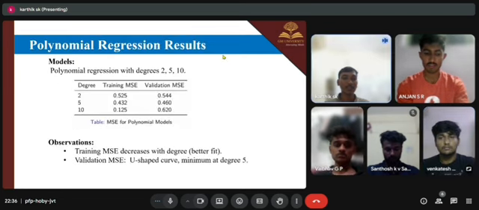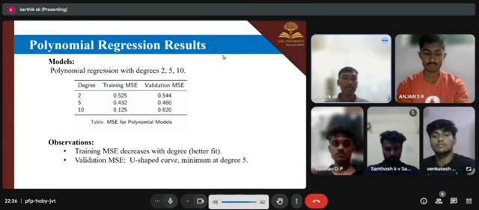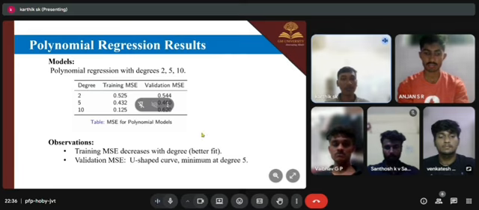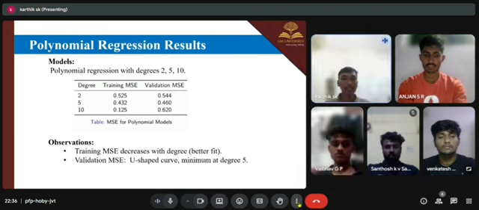Next is the polynomial regression result, where polynomial regression models with degrees 2, 5, and 10 are used. For degree 2, the training MSE is 0.525 and the validation MSE is 0.544. Likewise, for degree 5, 0.432 and 0.460. For degree 10, it is 0.125 and 0.620. These are the training and validation values for degrees 2, 5, and 10, where we trained a polynomial regression with our real-world data set.